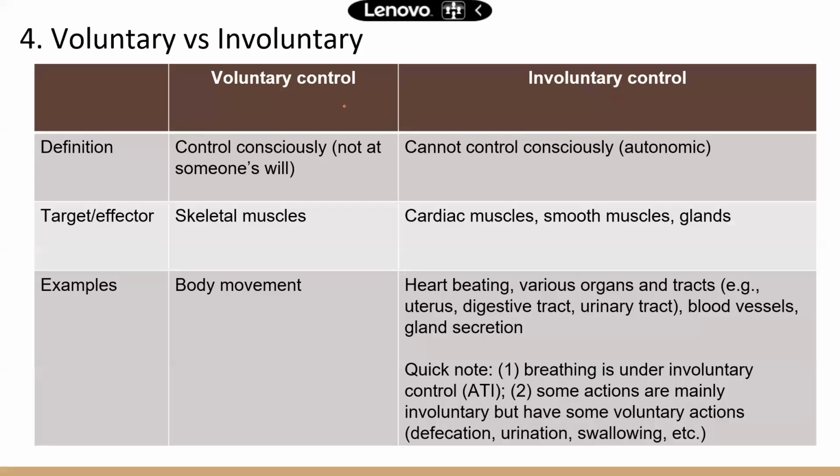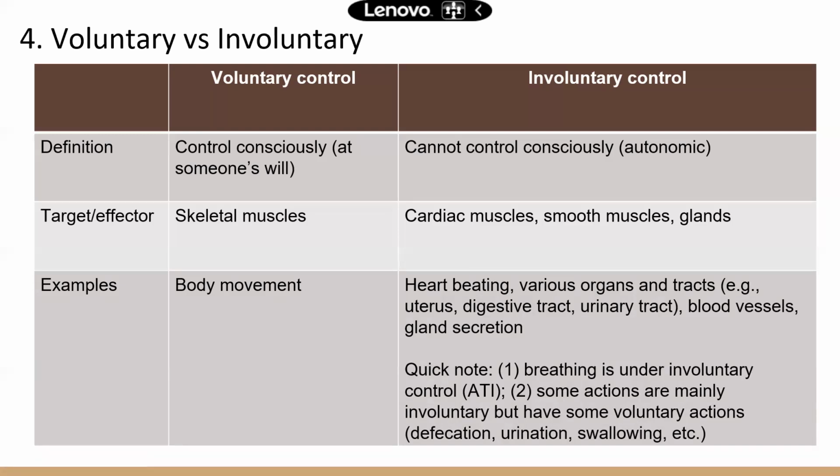And now let's look at voluntary and involuntary comparison. So this is pretty important because this is also a topic in the different types of muscle tissues. And I have seen questions in TEAS 7 study manual on the difference between voluntary and involuntary. Okay, so here's a table to help you compare voluntary control and involuntary control.